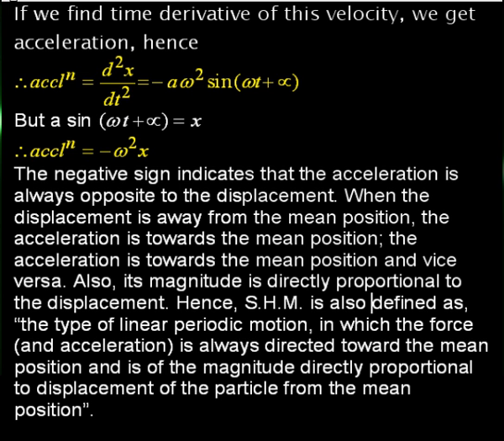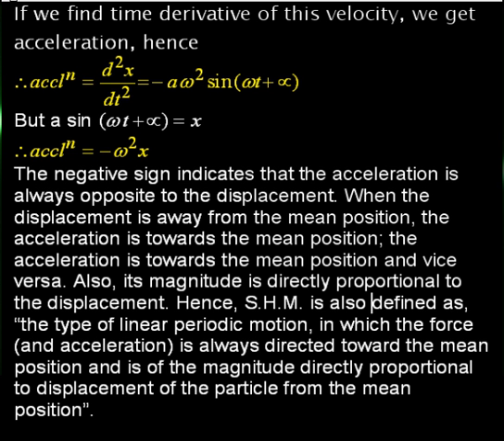The negative sign indicates that the acceleration is always opposite to the displacement. When the displacement is away from the mean position, the acceleration is towards the mean position and vice versa. Also, its magnitude is directly proportional to displacement.